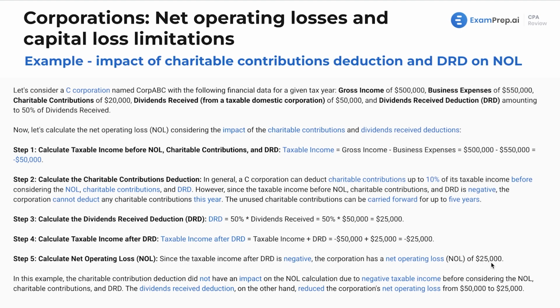Now, in this example, the charitable contribution deduction did not have an impact on the NOL because we had negative taxable income before considering those items. The dividends received deduction, on the other hand, reduced the corporation's net operating loss from $50,000 to $25,000. We do need to recognize those dividends, but not all of them because we have that deduction.